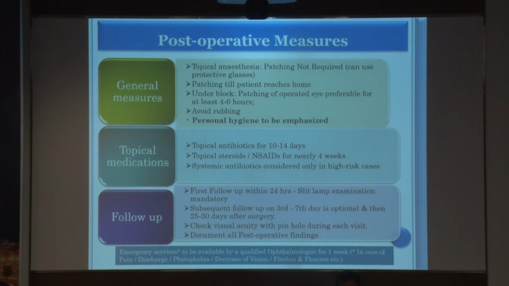Just for the sake of completion, it is always said that systemic antibiotic is used in high-risk cases, but the proportion of those high-risk cases is very minimal. And the first week is essential. Why? The first 24 hours are essential, and then the first week is essential as far as the follow-up is concerned. That's why we follow up on day 1 and day 7, and then after that 1 month. If nothing is there, on day 7 you can ask the patient to report if he has any symptom. Otherwise, the patient can come directly after 1 month.